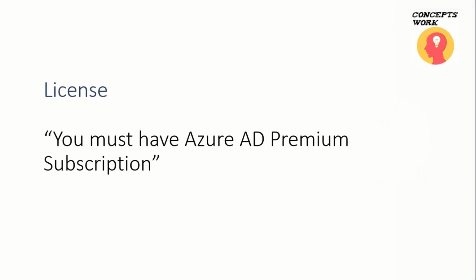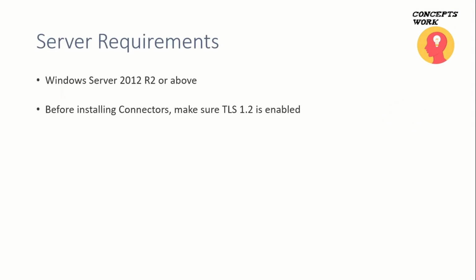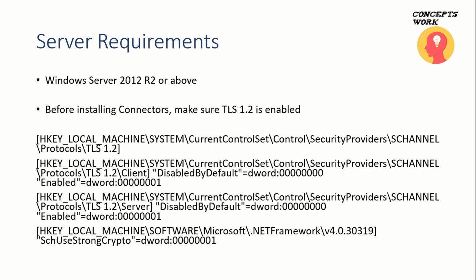This is a premium feature, so you need an Azure AD Premium subscription. When it comes to installing the connector, the server on which you will be installing it must be at least Windows 2012 R2 or above. Before installing the connector on any of your servers, you have to make sure that TLS 1.2 is enabled. These are some of the registry settings which you can verify. I will be sharing this in the description section as well.